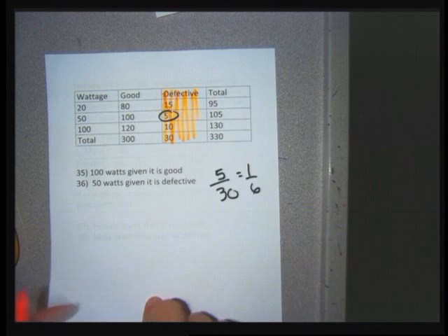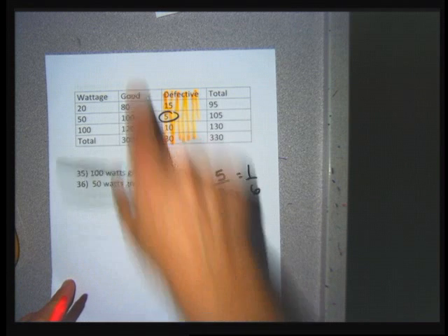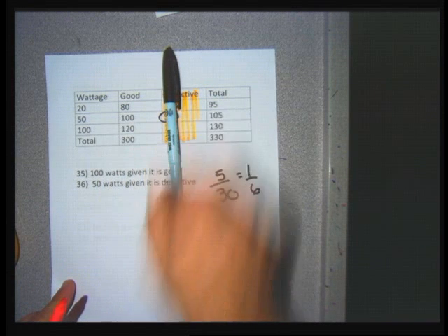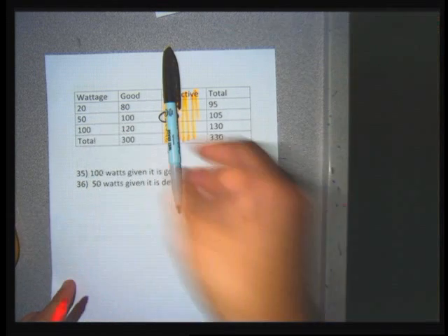So hopefully you can figure out you're only looking at the good ones, so you're looking at that column, and you want to find the number of 100 watts in that column, which is the 120.